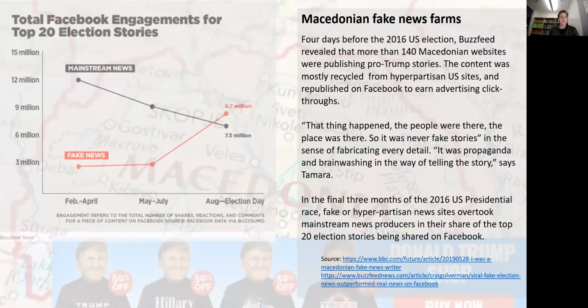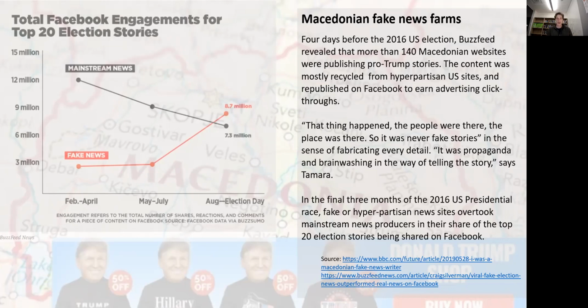Right. The next slide we're looking at here is again related to the 2016 US elections, where another kind of fake news site came to prominence just days before the election, 4 days before the election, in fact. So BuzzFeed revealed at that time that more than 140 Macedonian websites were publishing pro-Trump stories. And the content was mostly recycled from hyper-partisan US sites and republished on Facebook to earn advertising click-throughs.